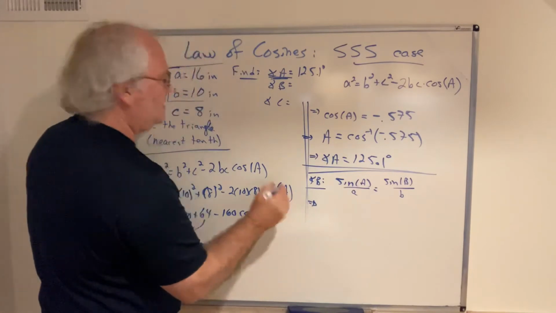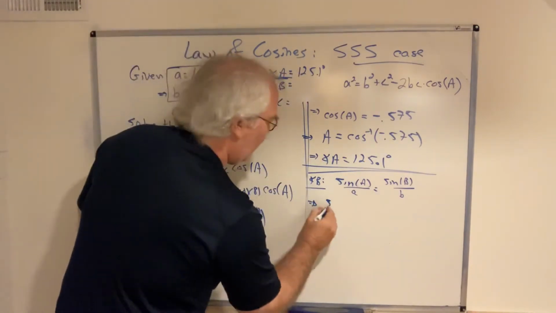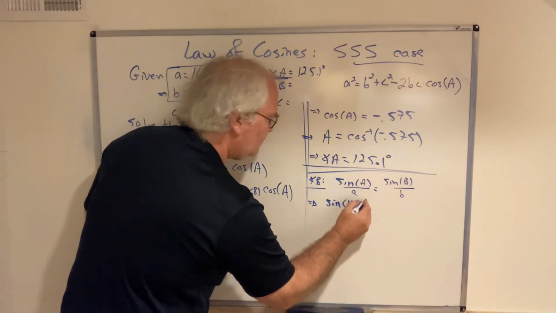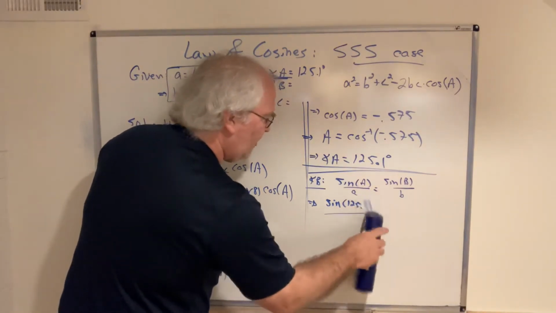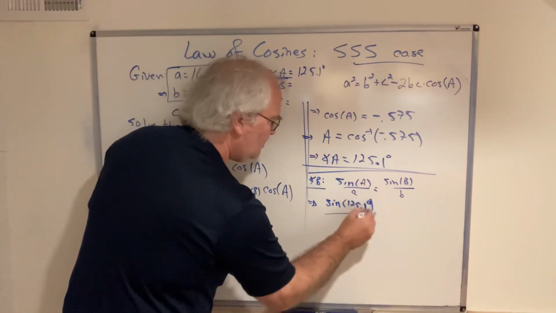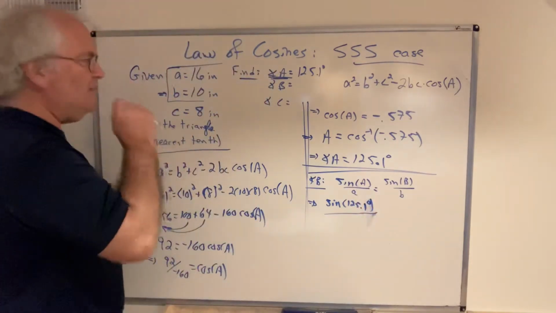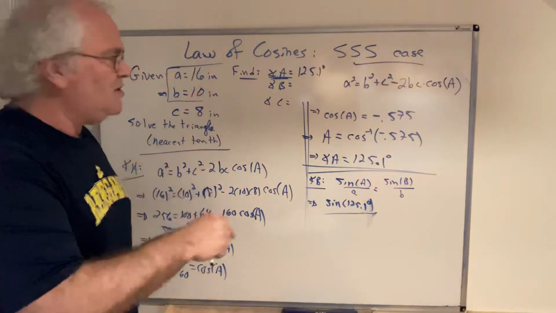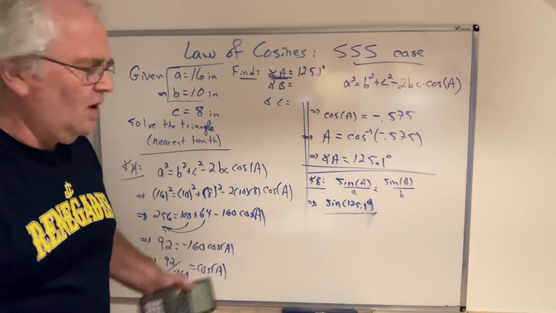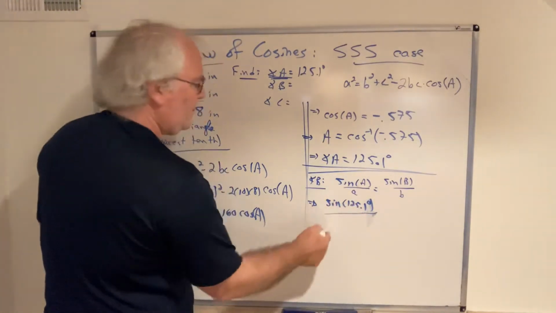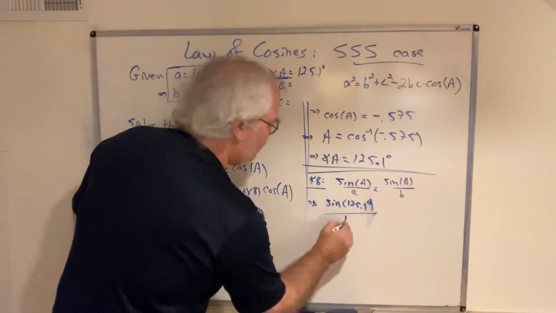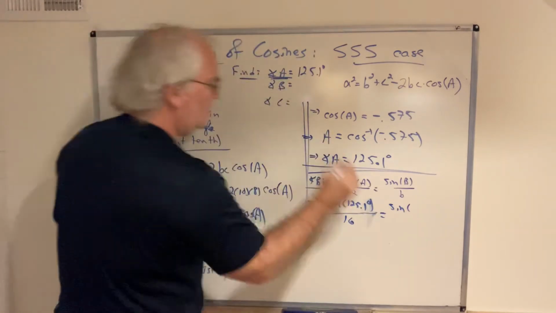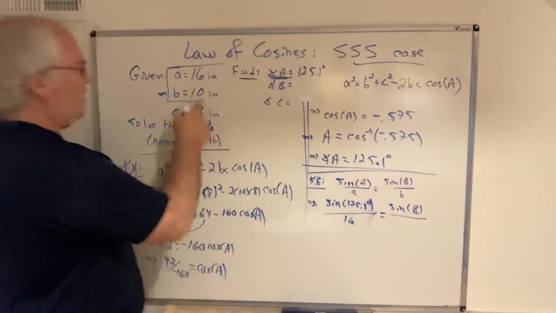So that implies sine of 125.1 degrees over side A. Now remember that if possible, you try not to use rounded values. But anytime you use the law of cosines, there's nothing for it. You're going to use a rounded value. So there it is. Side A is 16, and that's equal to sine of angle B, don't know yet, over lowercase b, which is 10.